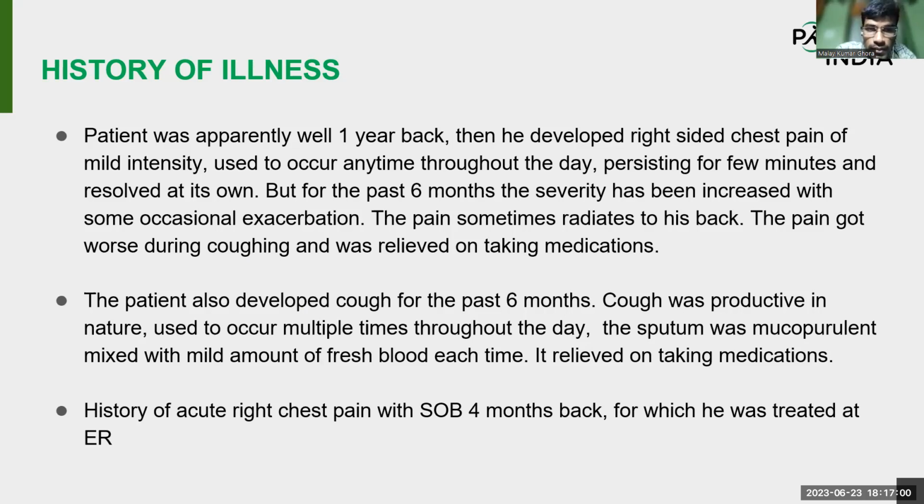The patient also developed cough for the past 6 months, which was productive in nature, and it also used to occur multiple times throughout the day. The sputum was mucopurulent mixed with a mild amount of fresh blood each time, and it also relieved on taking medication. There is a history of acute right-sided chest pain along with shortness of breath 4 months back, for which the patient was treated at the emergency department.